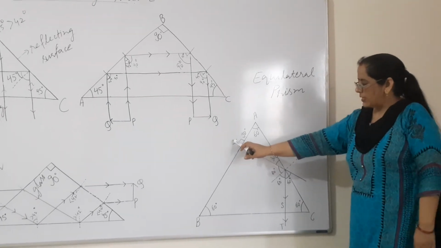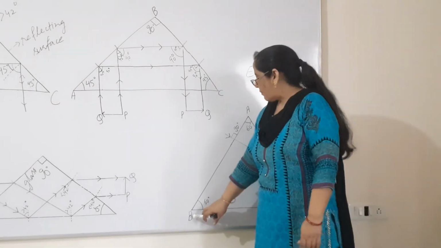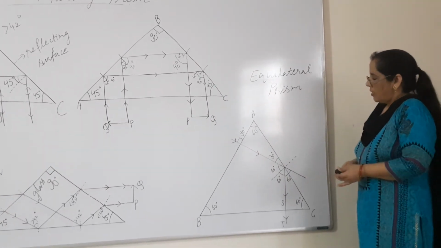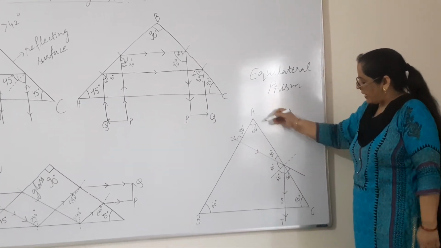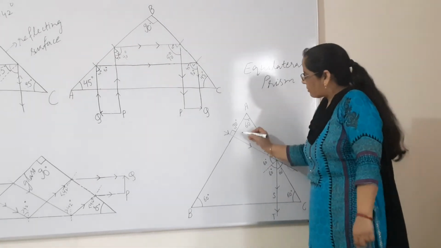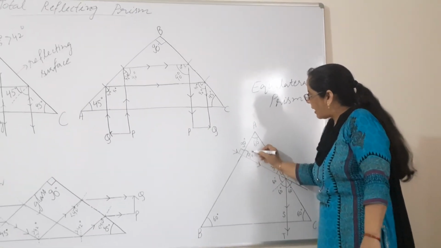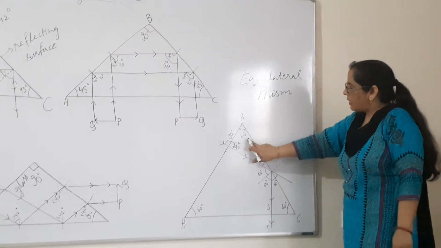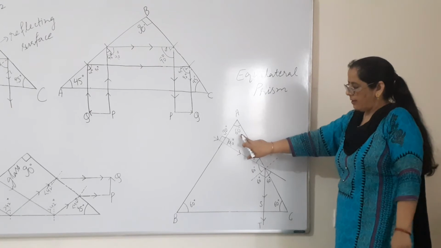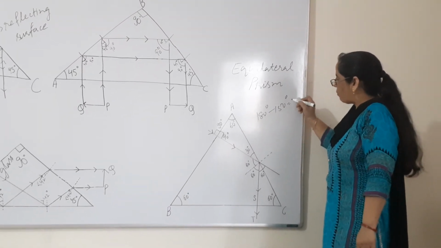So firstly, the ray is entering through the surface AB. Now it is falling normally, so it has to go undeviated and fall on the opposite face. In this one, what we have to find is the angle of incidence. Now this angle is 90 degree, this angle is 60 degree. So the third angle of the triangle will be 180 minus 150, which is equal to 30 degree.